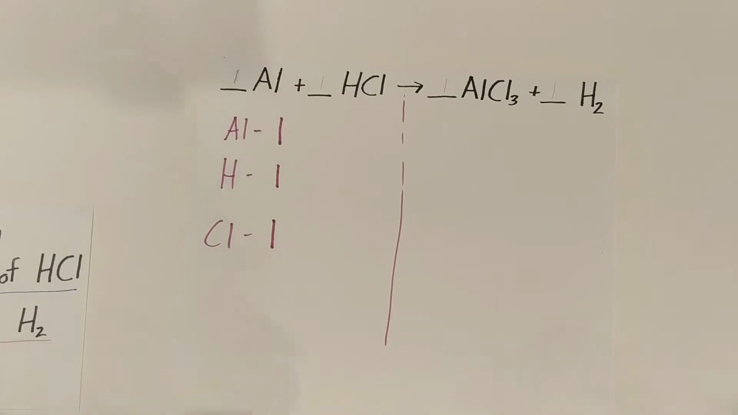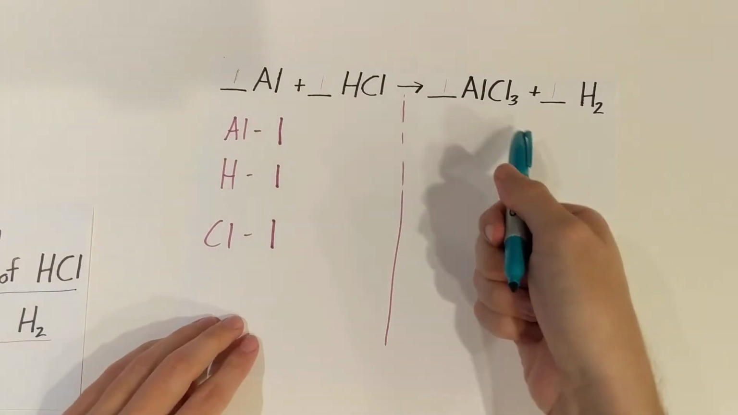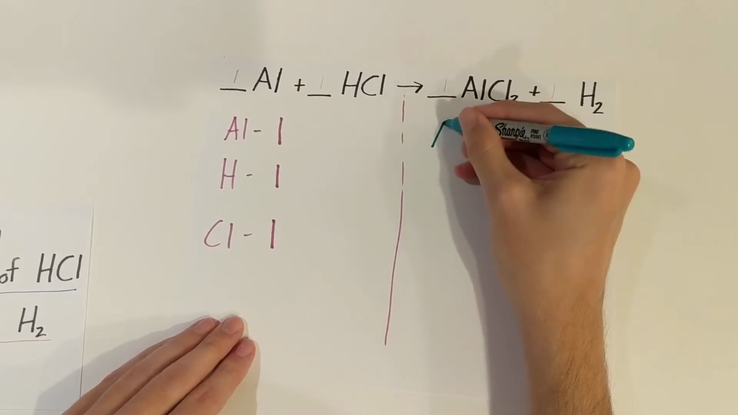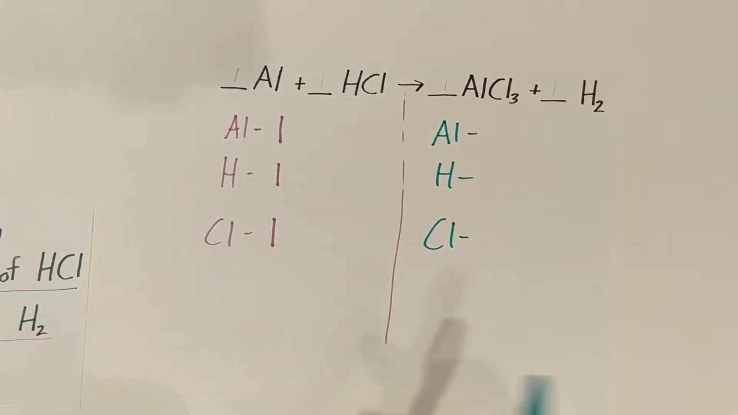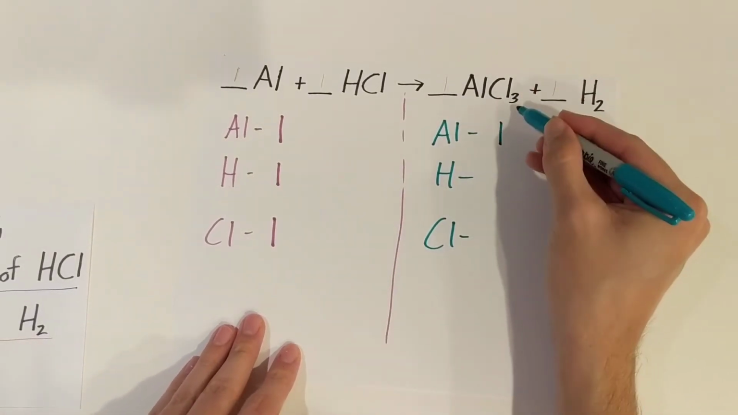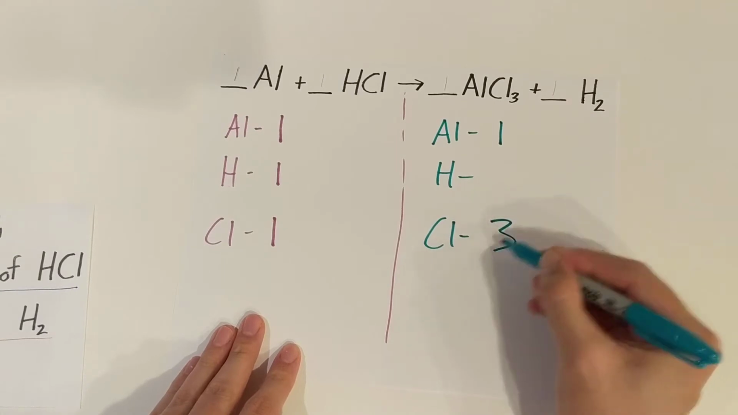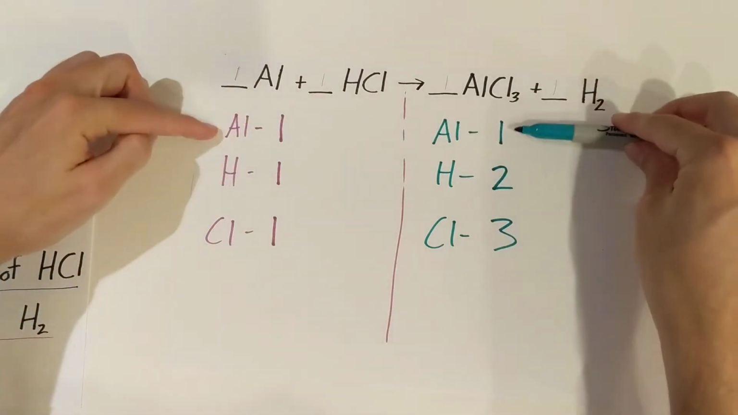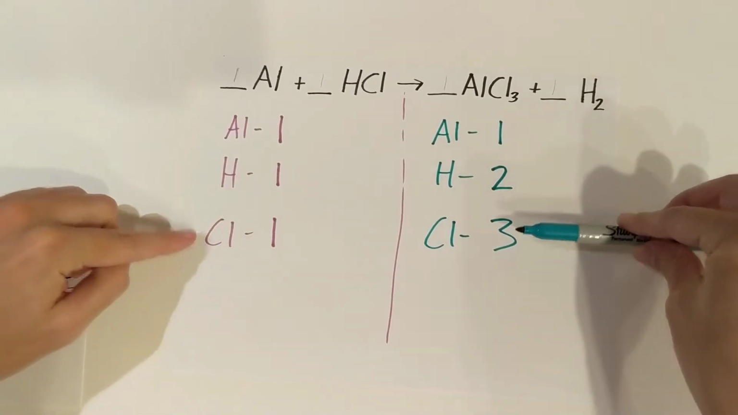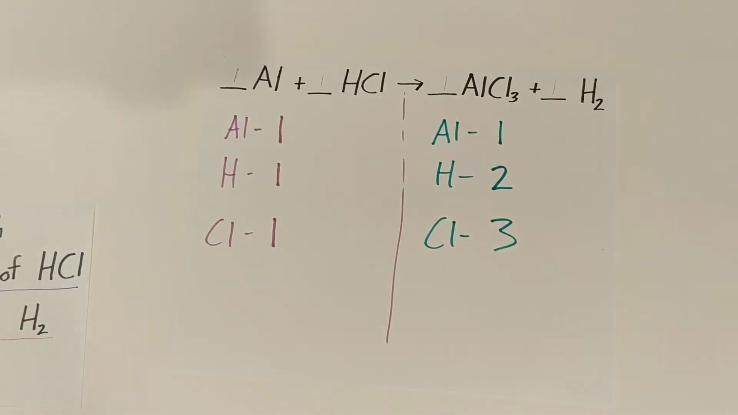Let's take a look on the right side. Again, we will have the same elements: aluminum, hydrogen, and chlorine. In this case, we got 1 aluminum, 3 chlorine, and 2 hydrogen. So this is not a balanced chemical equation right now, because even though we got the same amount of aluminum, our hydrogens are not balanced and our chlorines are not balanced. So what we have to do is look at what's not balanced right now and balance it out.